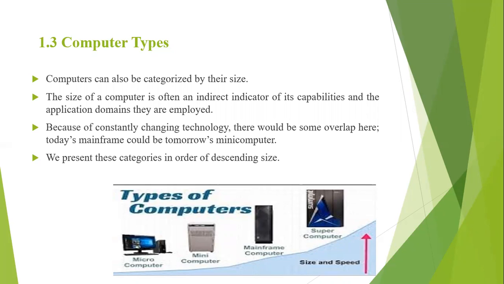Today we'll talk about computer types, and along with that, I'll also talk about bytes and words. Let's talk about computer types first. Computers can also be categorized by their size. The size of a computer is often an indirect indicator of its capabilities and the application domains they are employed in. Because of constantly changing technology, there would be some overlap here. Today's mainframe could be tomorrow's minicomputer. We present these categories in order of descending size.